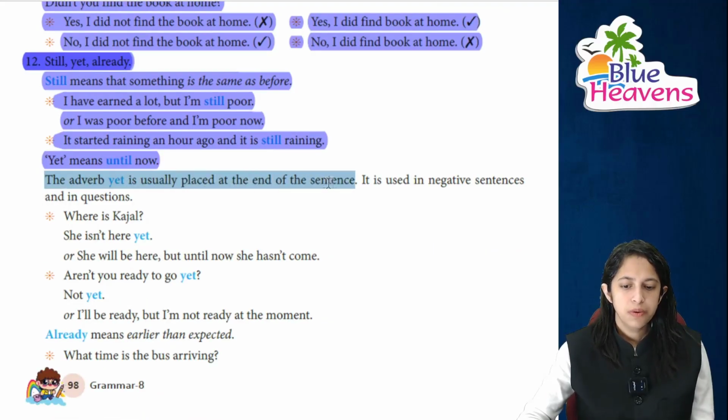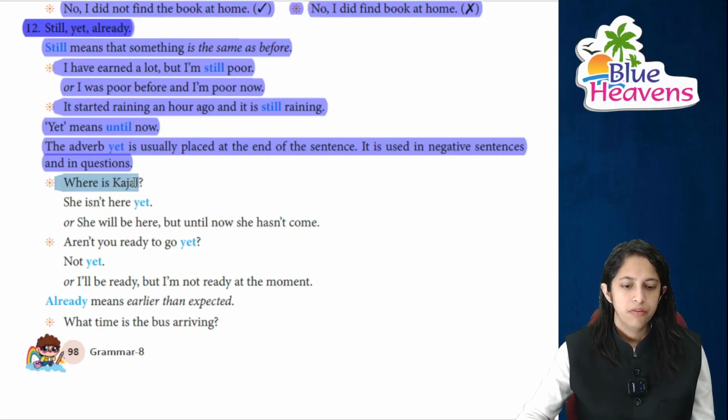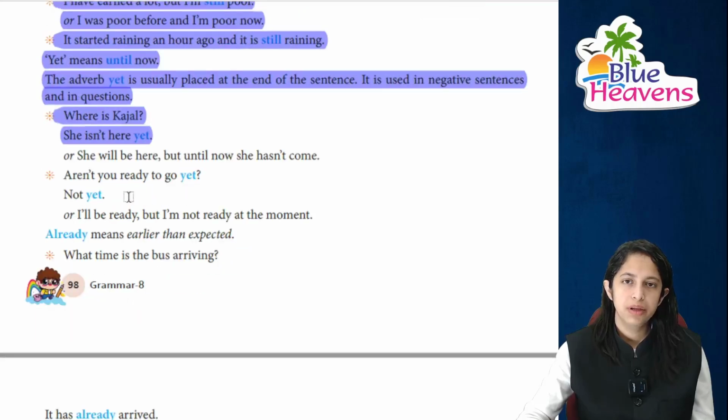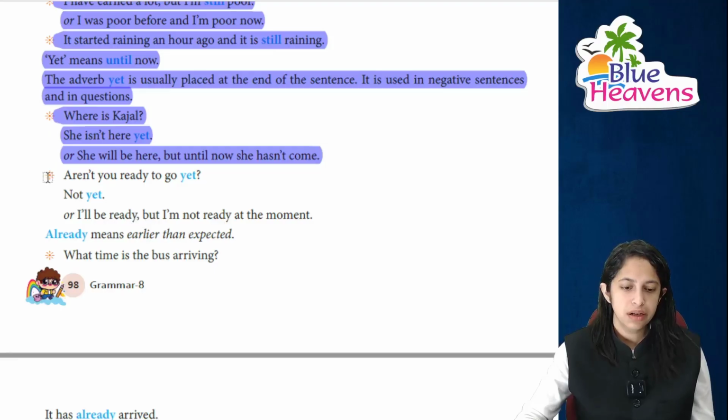The adverb yet is placed at the end of the sentence. Of course, it is used in the negative and of course in questions. For example, where is Kajal? She isn't here yet. वो अभी तक यहाँ पे नहीं है. Or she will be here but until now she hasn't come. वो अभी तक नहीं आया.